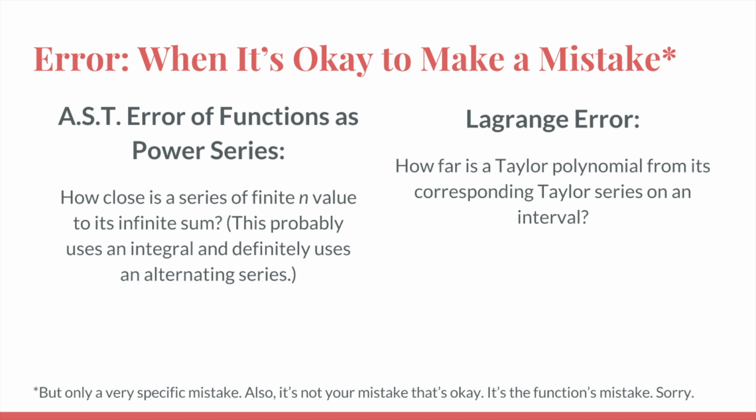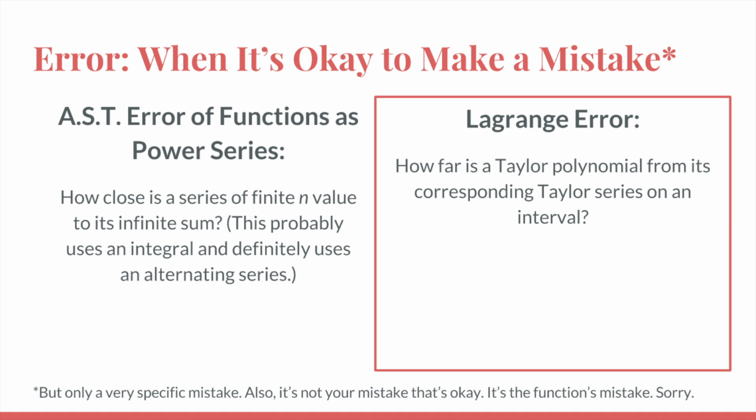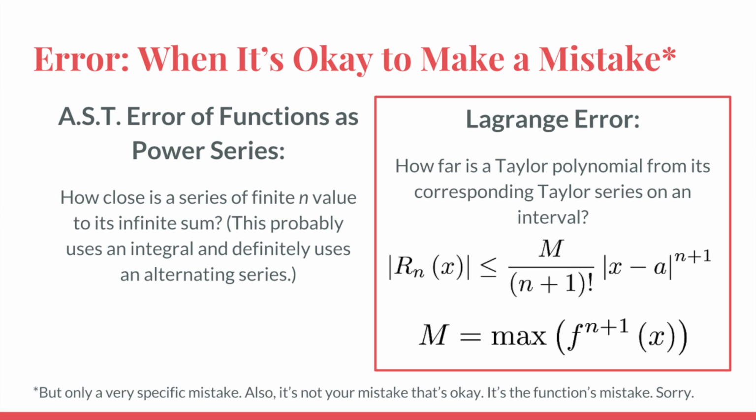Recall that we have two main types of error in this chapter. Right now we're going to be focusing on Lagrange error, which asks how far a Taylor polynomial is from its corresponding Taylor series on a specific interval. It has a formula that looks a lot like this, where M means the maximum of the n plus 1th derivative of x on the interval.